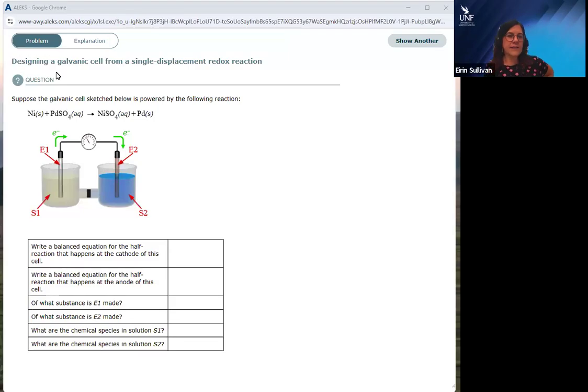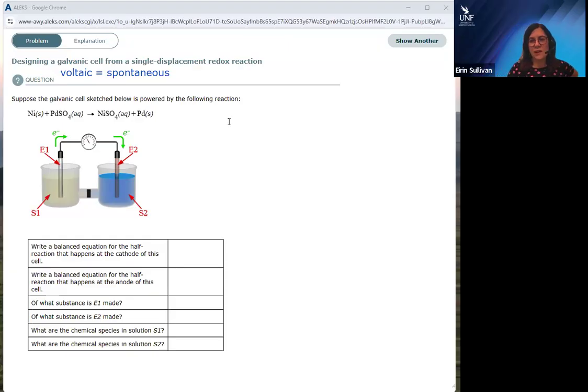Designing a galvanic cell from a single displacement redox reaction. And remember, galvanic is the same thing as a voltaic cell. Those are both when the reaction is spontaneous from the redox coupling. Okay, so in order to work out what is going on here, we really need to understand two things.